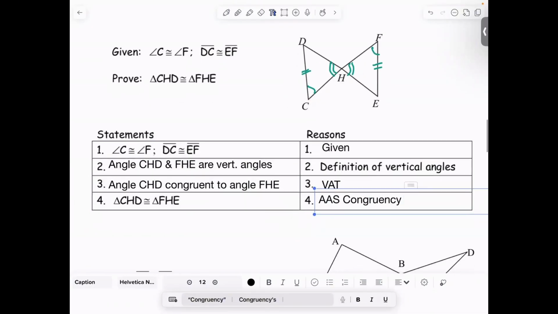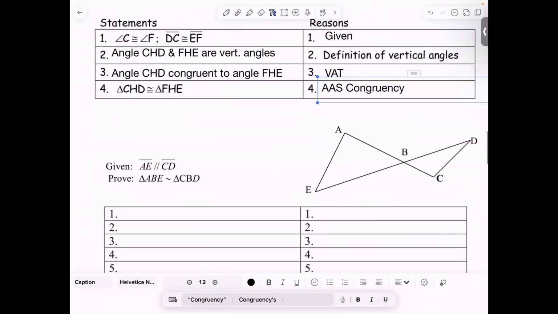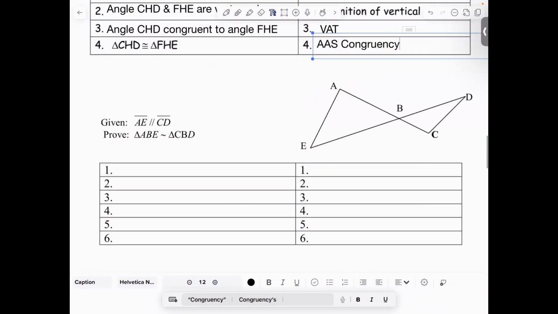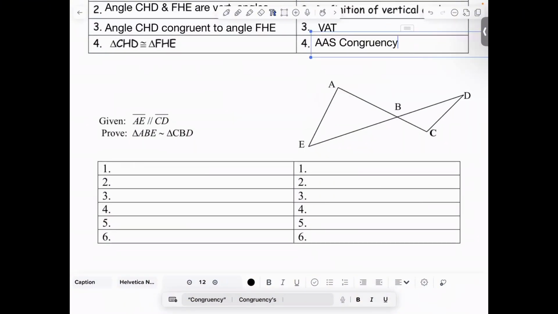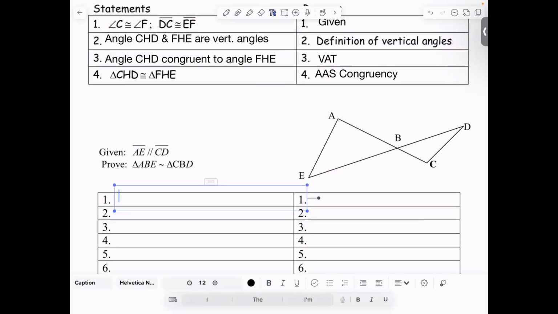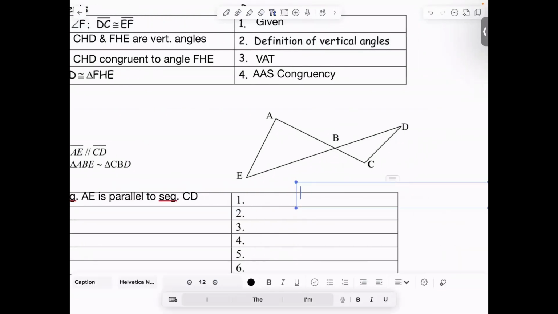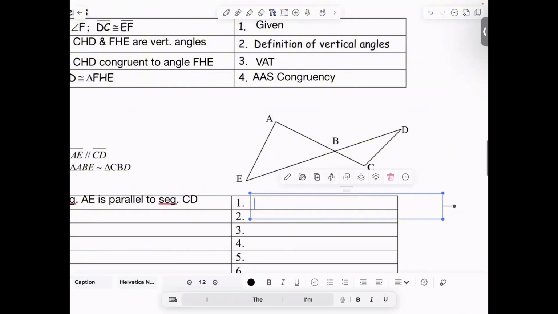That's it. Last but not least, to spice things up, I'm doing a similarity theorem proof, and this is all blank, right? So we can start off before we dive in here. I'm just going to put in that segment AE is parallel to segment CD. Okay, right off the bat, that's a given. Let's not waste our time going over that given.